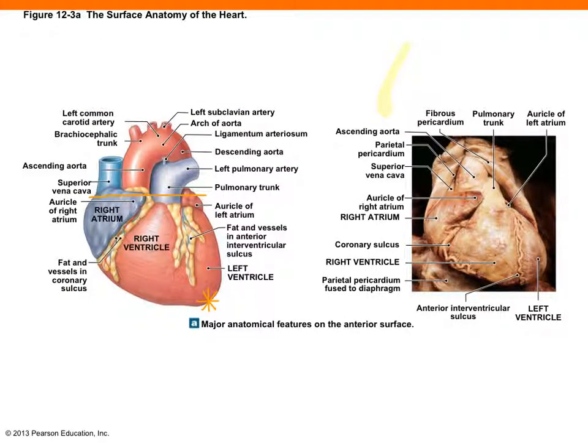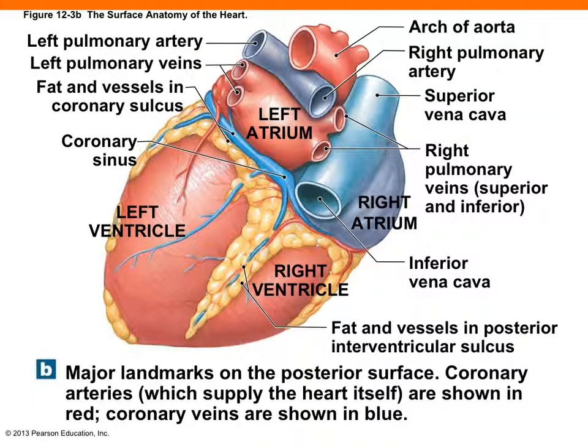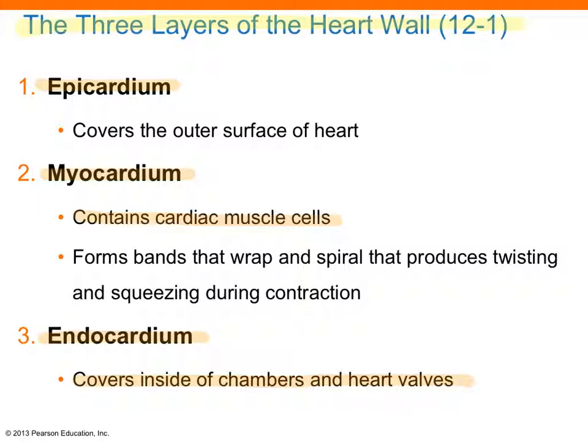This illustrates the superior end of the heart and the apex of the heart. This picture shows you the left atrium, left ventricle, right atrium, right ventricle, and the landmarks. The heart has three layers. The epicardium covers the outer surface of the heart. The myocardium contains the cardiac muscle cells, and then the endocardium covers the inside chambers and the heart valves.